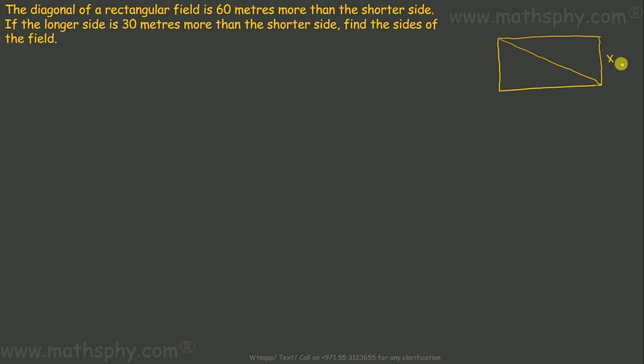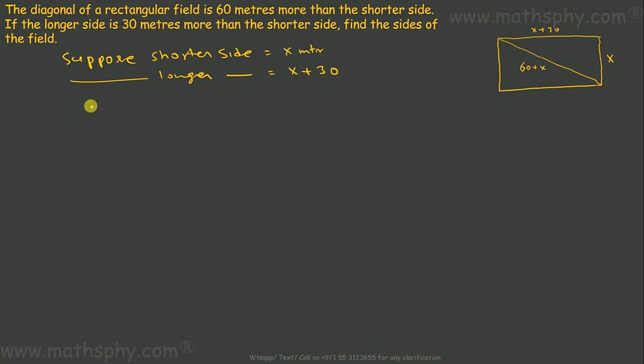if this is x meters, longer side would be x + 30, and the diagonal of this rectangular field is 60 meters more than the shorter side, means this would be 60 + x. Now, if suppose I write this way, shorter side is say x meters, then longer side would be x + 30, and diagonal would be x + 60.